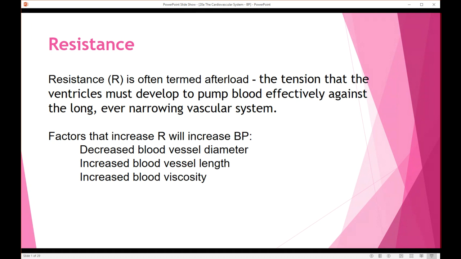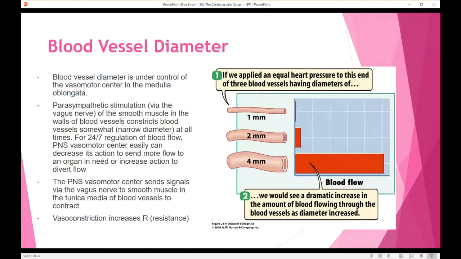And increased blood viscosity. So during dehydration, for instance, our blood becomes a little bit more viscous, and that can cause us to have an increase of blood resistance and therefore an increase of blood pressure temporarily. But also there are some different diseases that increase blood viscosity, and therefore we're going to have an increase in resistance and therefore an increase in blood pressure. Diets high in fatty foods can also do this.